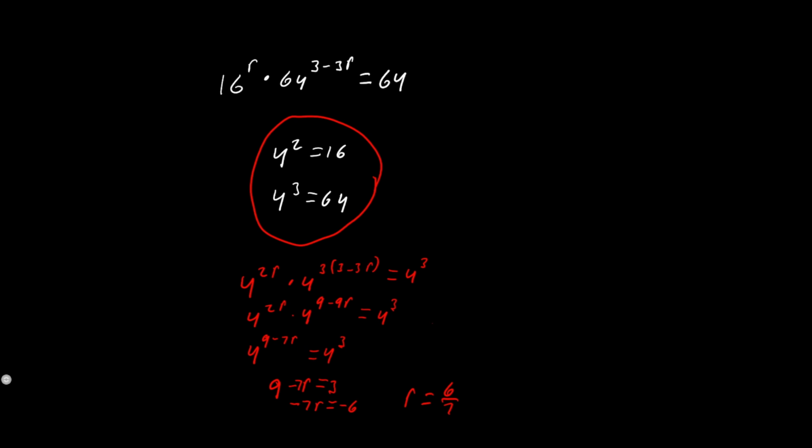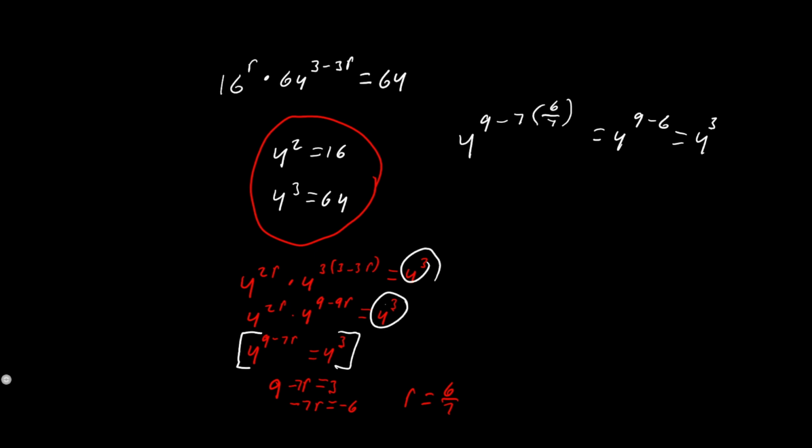So let's make sure that that is our solution. Let's use this equation here in the brackets. We have 4 to the power of 9 minus 7 times 6 over 7. And that is going to give us 4 to the power of 9 minus 6, which gives us 4 cubed, which satisfies our equation. So that is the answer.